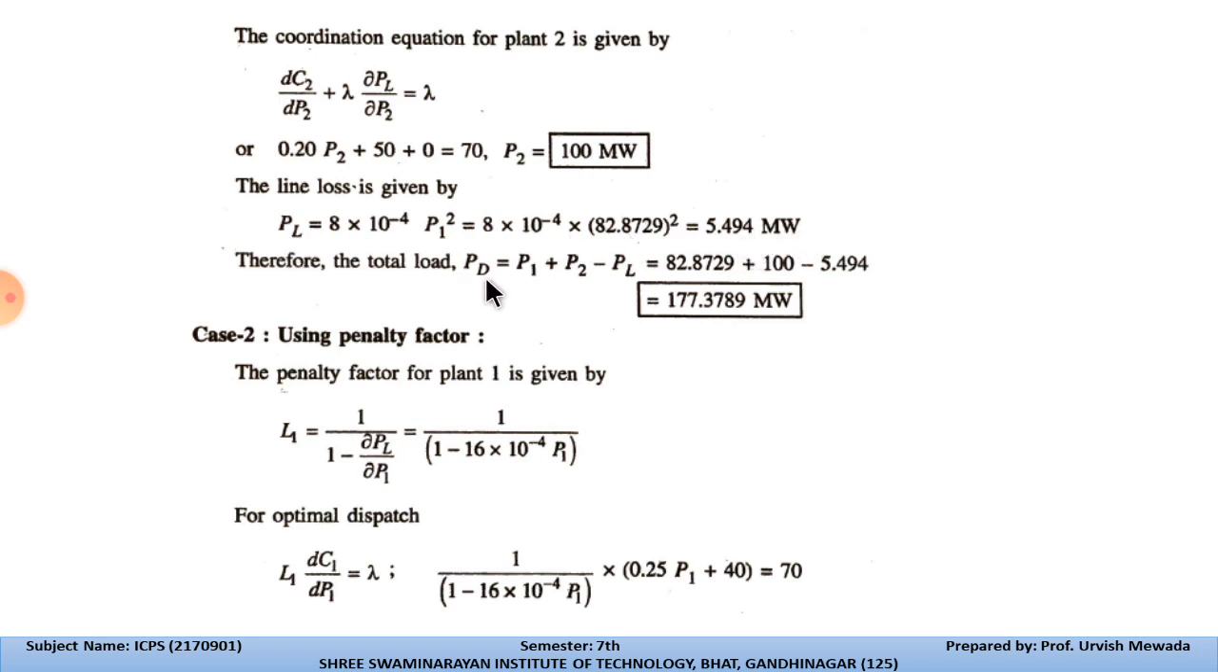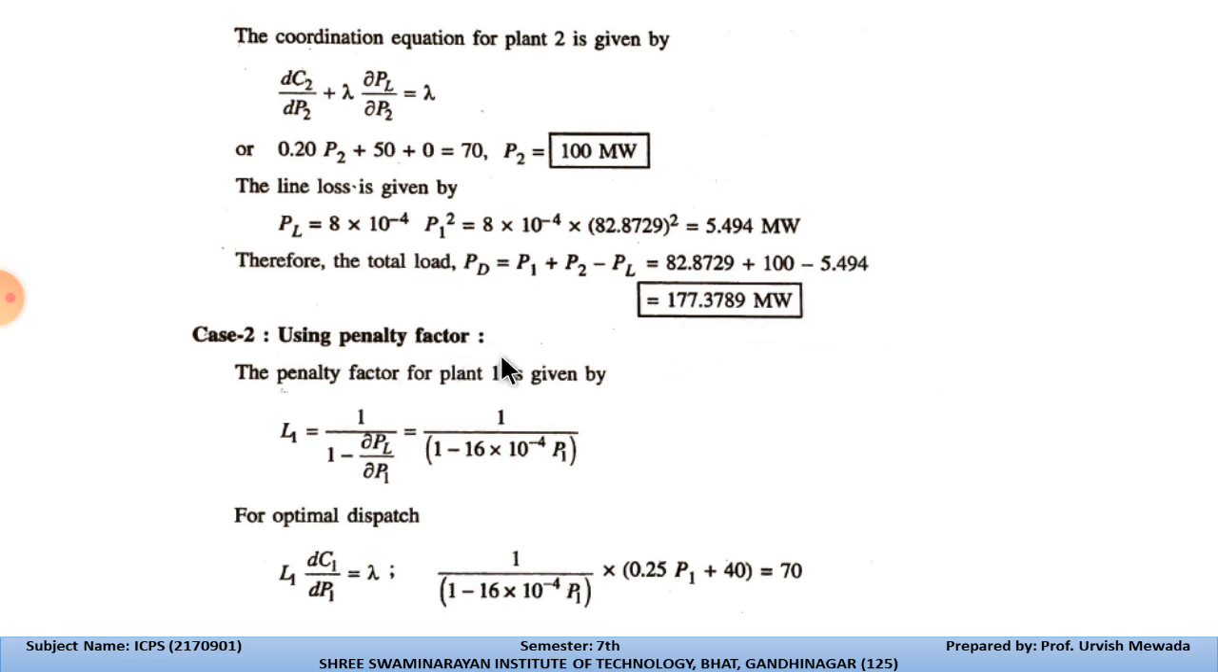So the total load, which is the power delivered, PD is equal to P1 plus P2 minus PL. P1 we have calculated from the previous slide, that is 82.8729, and P2 is 100, so that's why it is plus 100 minus 5.9494. So the PD we'll get after the solution is 177.3789 megawatt.